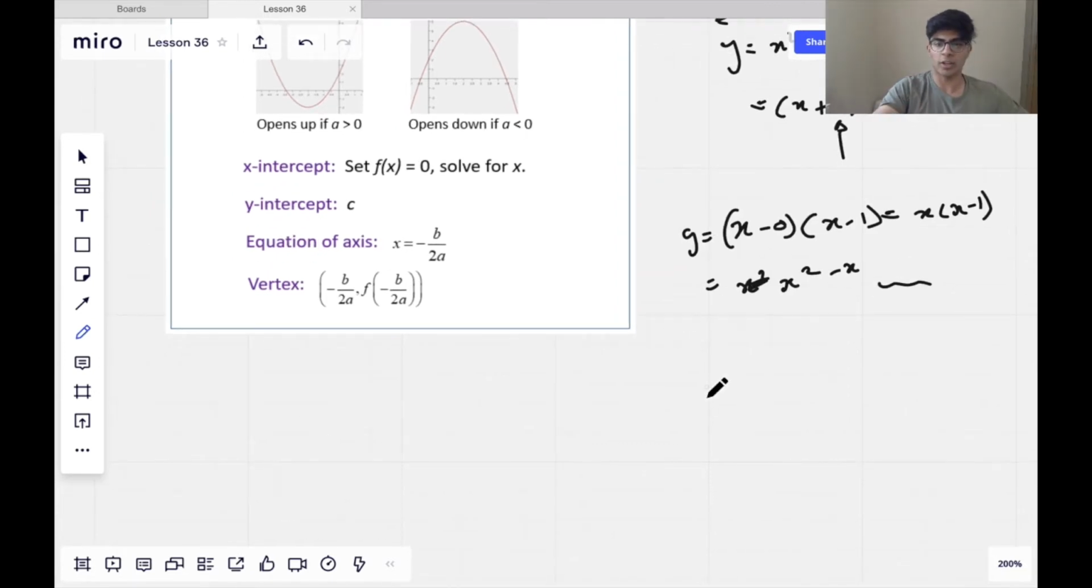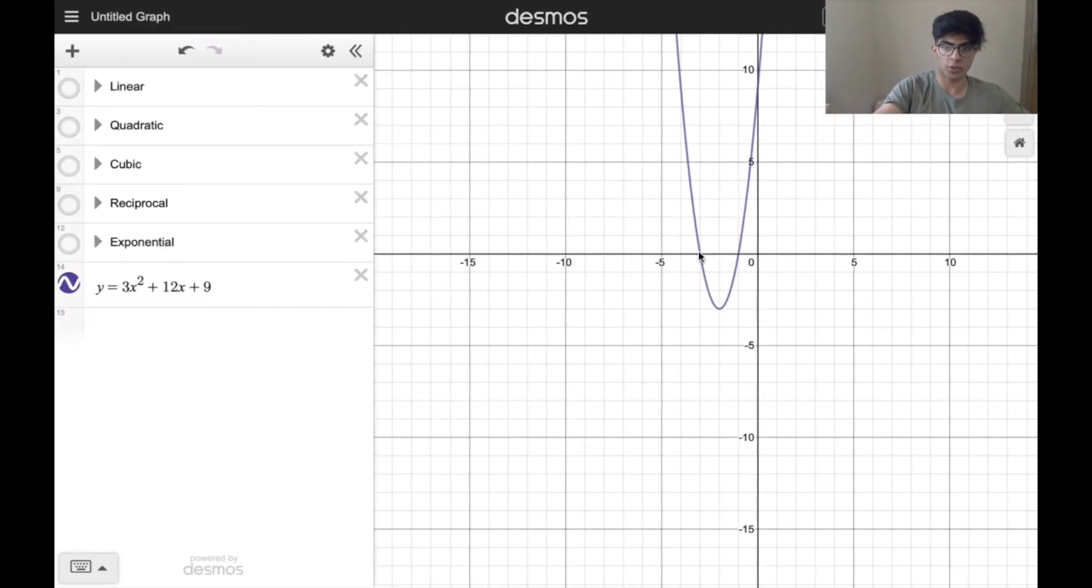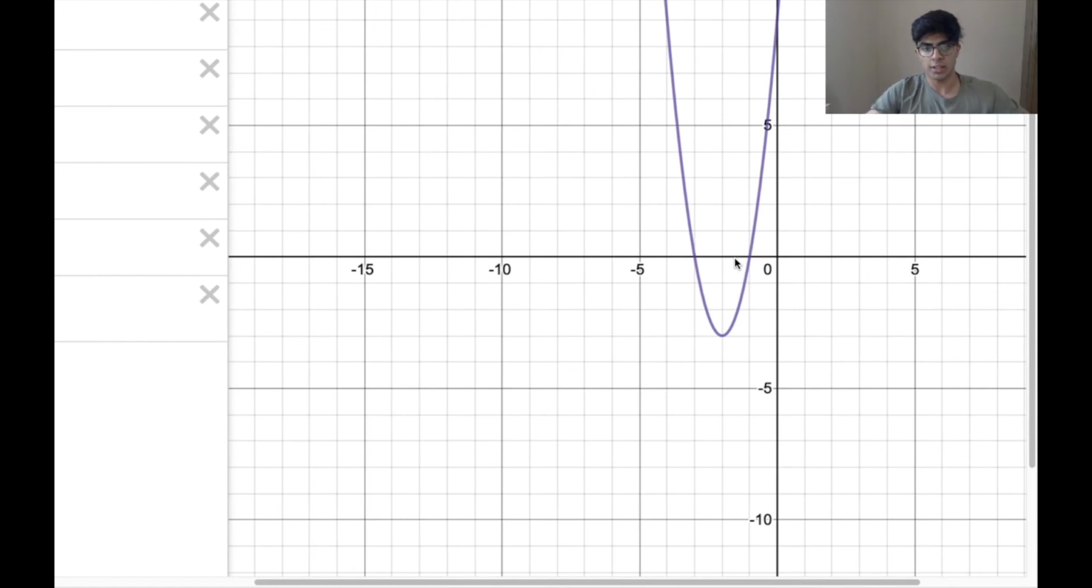Or if you want to look at a bit of a harder example, let's look at this graph here. I've just plotted this. They might give it to you, for example, or you might have to sketch it. So if we zoom in, we can see that the roots are at minus 1 and at minus 3.